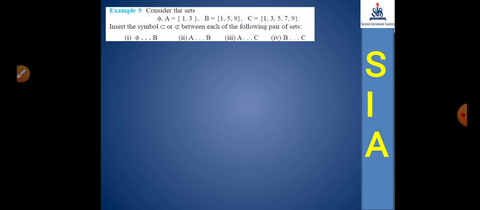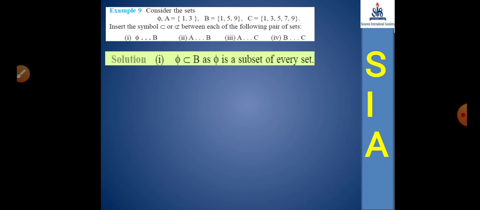Example 9. Null set, A is {1, 3}, B is {1, 5, 9} and C is {1, 3, 5, 7, 9}. Express symbolically subset or not subset. Students, yes, the first symbol is subset, the second symbol is not subset. So first of all, the null set is a subset of every set. Again, repeat: the null set is a subset of every set. What does null set mean, students? There is no element in the given set. So the null set is always a subset of every set. So my first answer is: null set subset B.